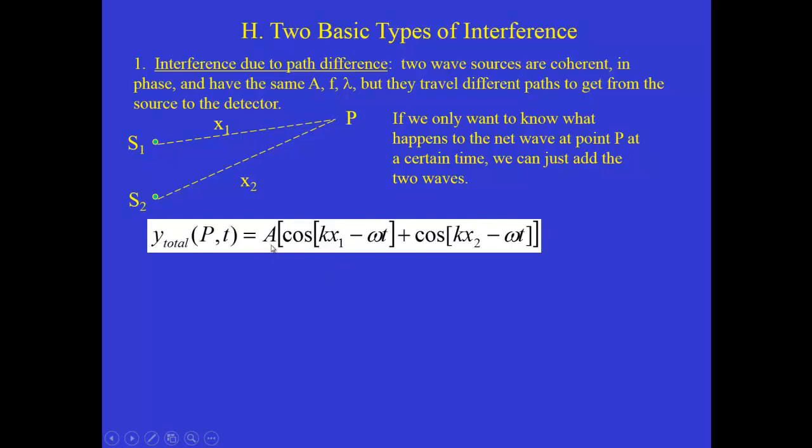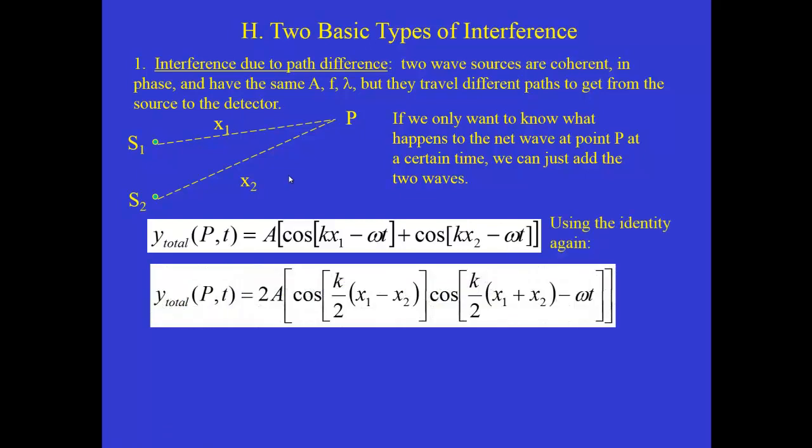So if they have the same amplitude, we factor out the amplitude, and we get cosine of kx1 minus omega t plus cosine of kx2 minus omega t, where x2 and x1 are the distances shown here in the sketch. So we now can use the identity that we've used several times for adding together two cosine functions, and we end up with the product of two cosine functions as the result. Now, let's look at this result carefully.